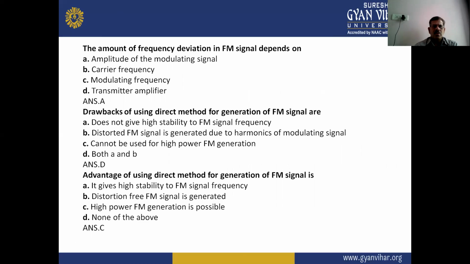The amount of frequency deviation in an FM signal depends on option A, amplitude of the modulating signal. Option B, carrier frequency. Option C, modulating frequency. Option D, transmitter amplifier. So the correct answer here is option A, the amount of frequency deviation in an FM signal depends on the amplitude of the modulating signal.